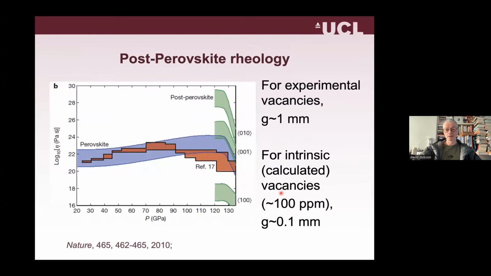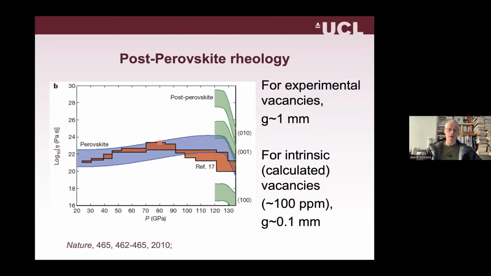Okay, so we can do those simulations. You can then assume some sort of grain size and a vacancy concentration. If we use experimental vacancies, then we need a grain size of about 1 millimeter, and the perovskite reproduces, this is the blue, the perovskite Nabarro-Herring diffusion creep viscosity for a 1 millimeter grain size, and the experimental vacancies agree really rather well with geophysical estimates of the viscosity of the lower mantle.